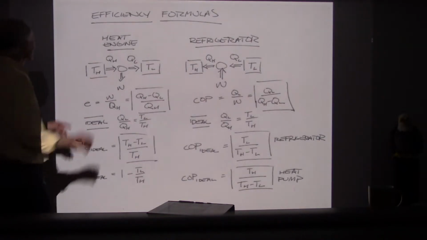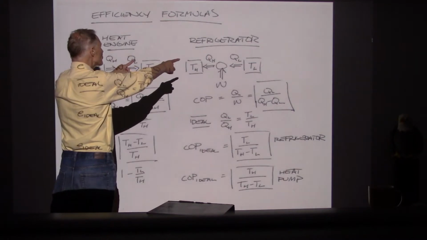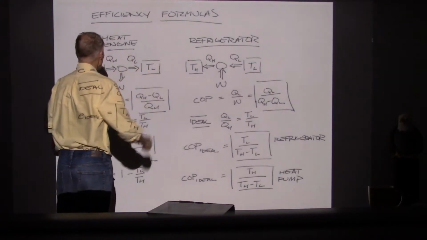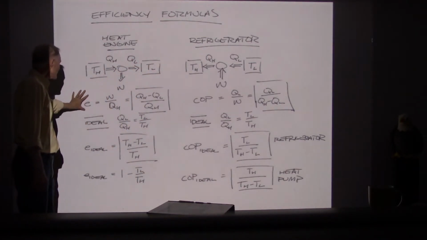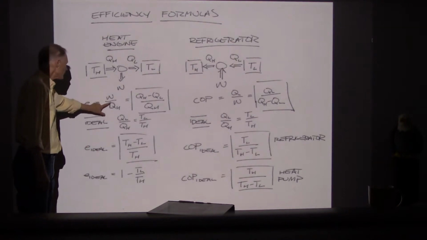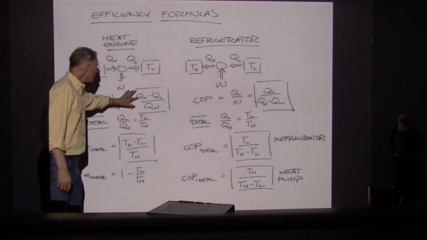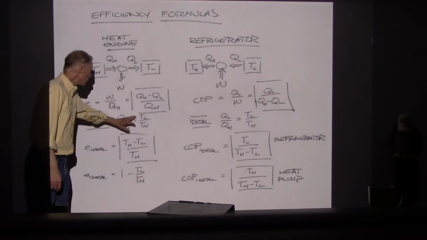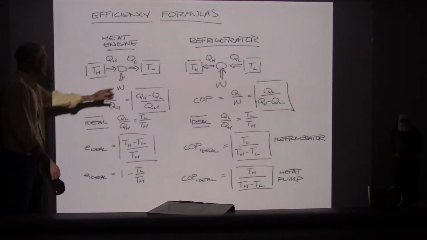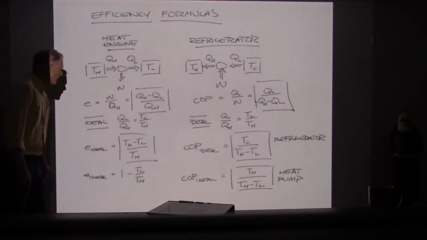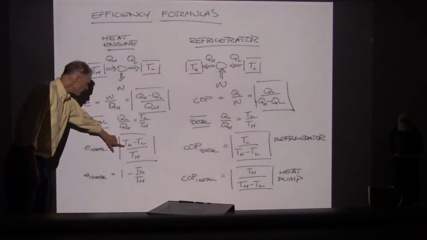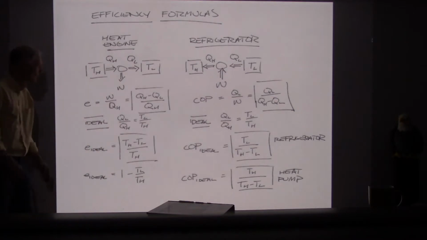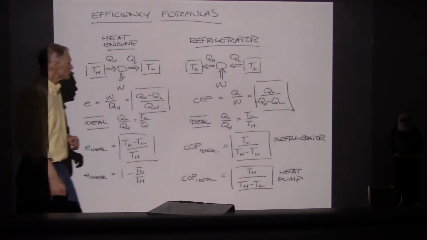So here's a heat engine on the left. Here is a refrigerator or a heat pump on the right. The efficiency here was the work we get out divided by QH. That's QH minus QL over QH. Ideally, QL over QH is TL over TH. This is the ideal efficiency formula, which can also be written 1 minus TL over TH.